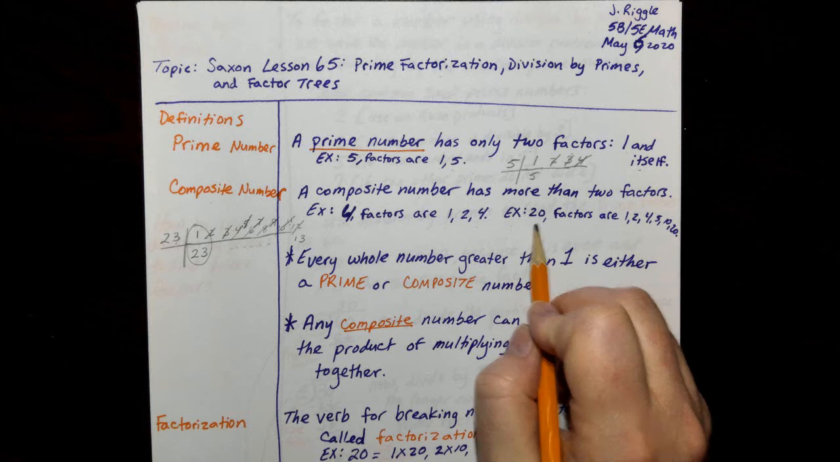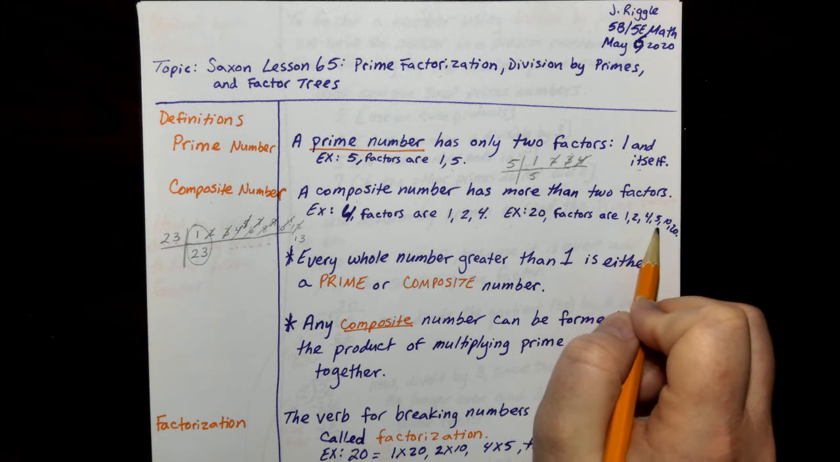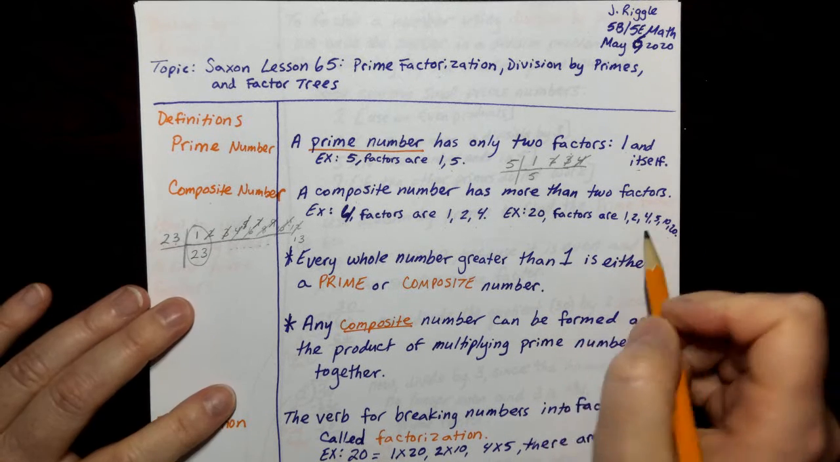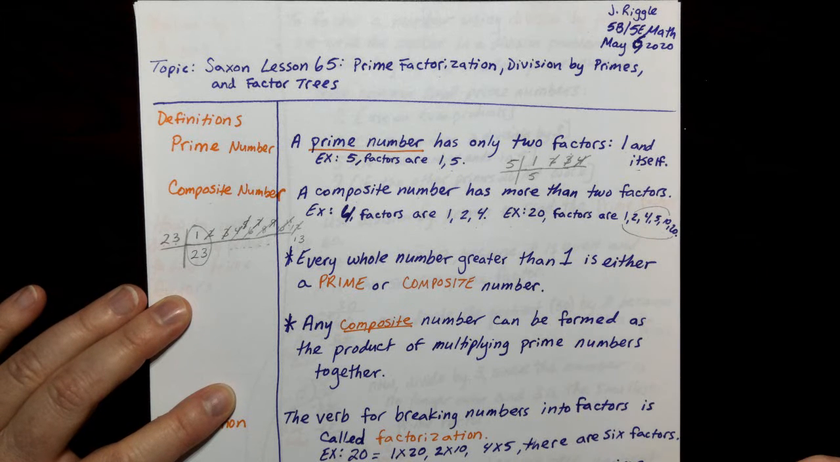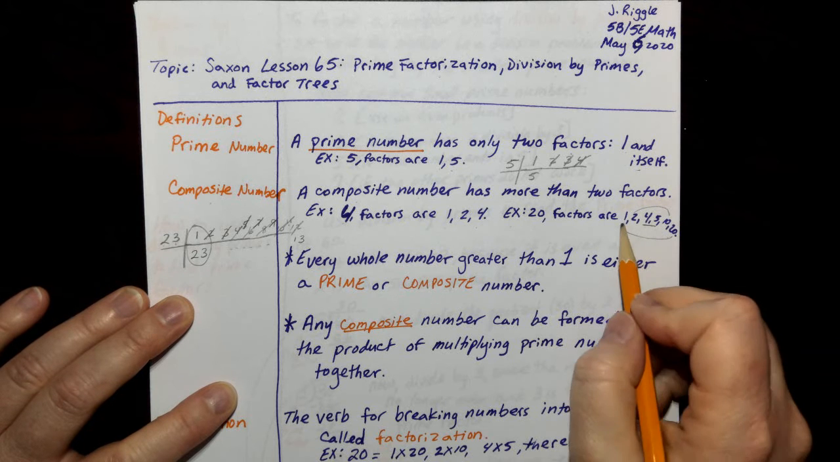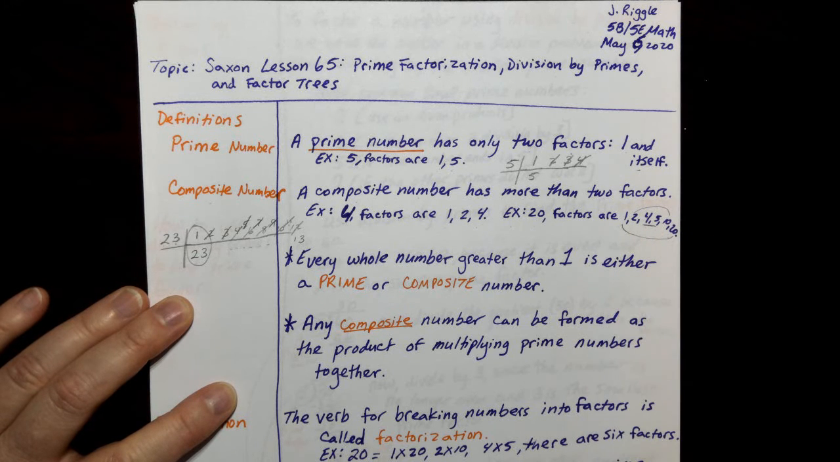Example, the number 20. The factors are 1, 2, 4, 5, 10, and 20. So 1 times 20 gives you 20. 2 times 10 gives you 20. 4 times 5 gives you 20. So there are 1, 2, 3, 4, 5, 6 factors. It is a composite number.